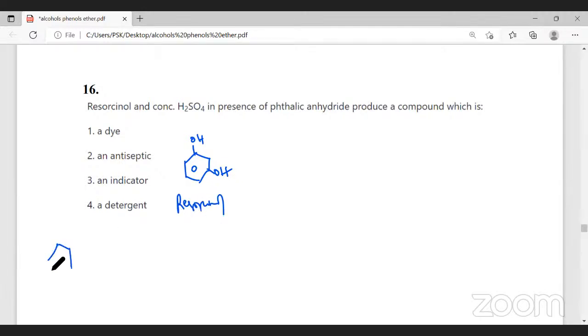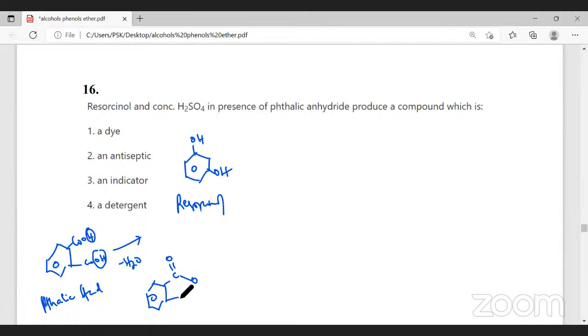Now, this is benzene. This is benzoic acid. And if we have one more acid group here, it is called phthalic acid. Now, when we say phthalic anhydride, this H and this OH get eliminated as water. When they get eliminated, we have a benzene ring, C double bond O, the oxygen, and here we have C double bond O. This is the structure of phthalic anhydride.